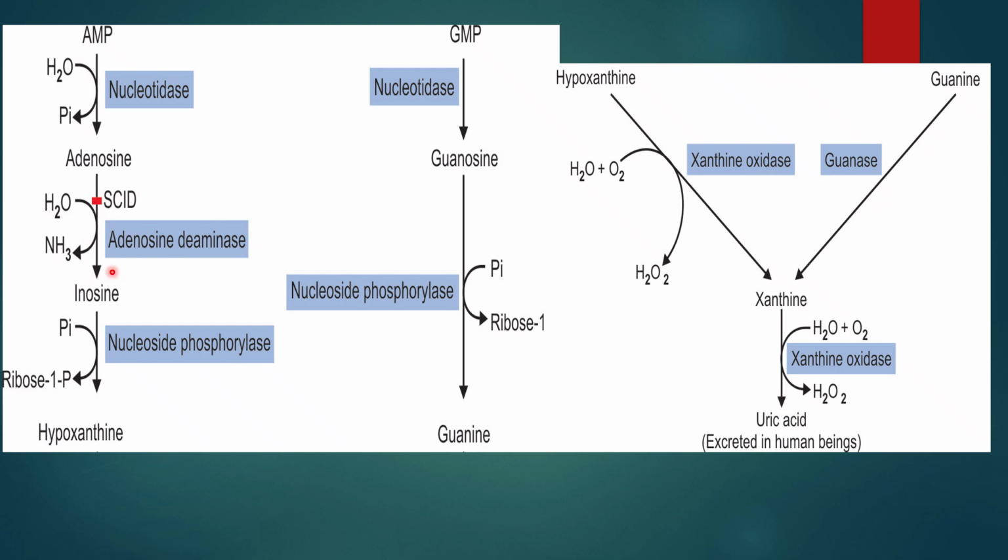Then here is the importance of adenosine deaminase. In the absence of this enzyme, there is a disease called SCID. We'll discuss gout and SCID in detail in further lectures. Thank you.